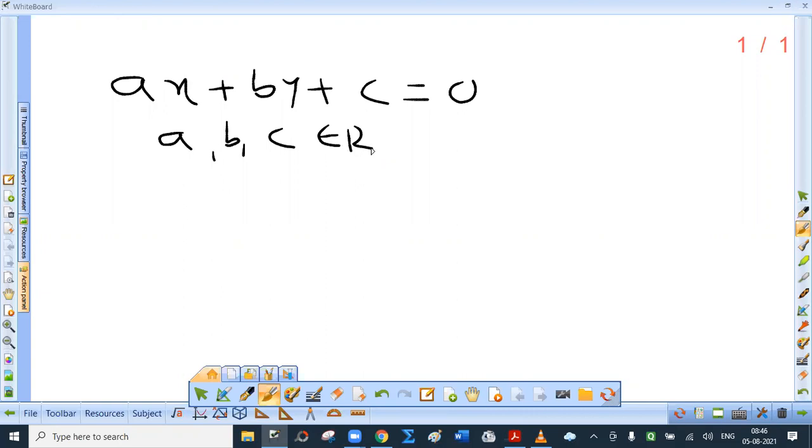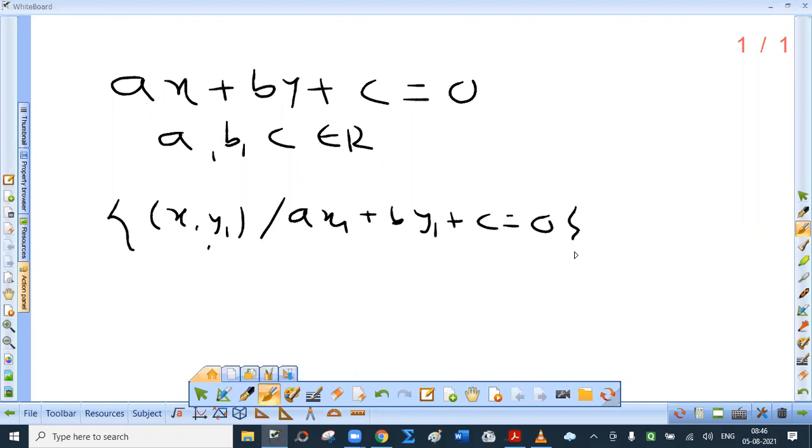The solution set of a linear equation with two variables is the set of all points on the line. That is, the solution set of ax plus by plus c equal to 0 is given, using set notation, by all ordered pairs (x1, y1) such that ax1 plus by1 plus c equal to 0.